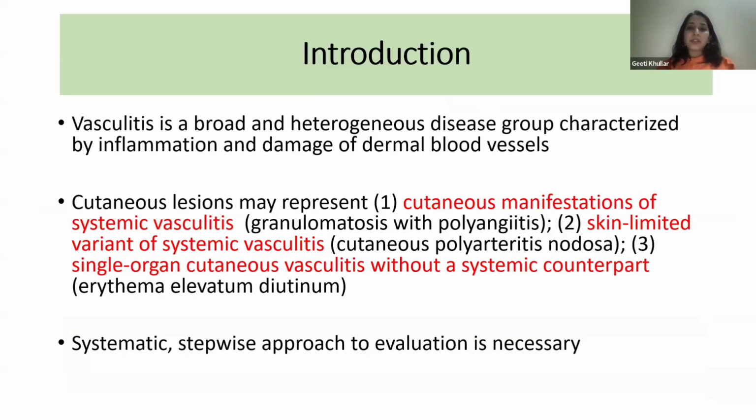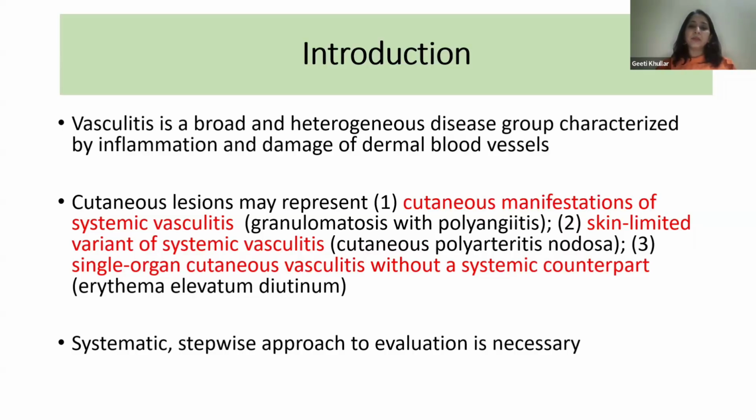So basically, it is a broad group, as I already outlined, and the basic pathology which is common to all of them is that there is inflammation and damage to the dermal blood vessels. Here we are talking about the skin. So of course, it is dermis and in some cases subcutaneous tissue also. But the large majority of vasculitis that we come across, most of us, are basically dermal vasculitis, and few of them are even in the subcutaneous tissue.